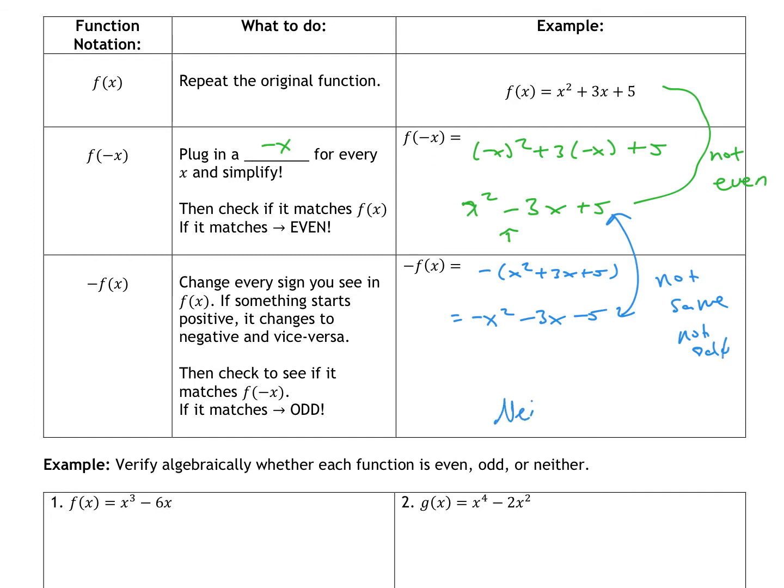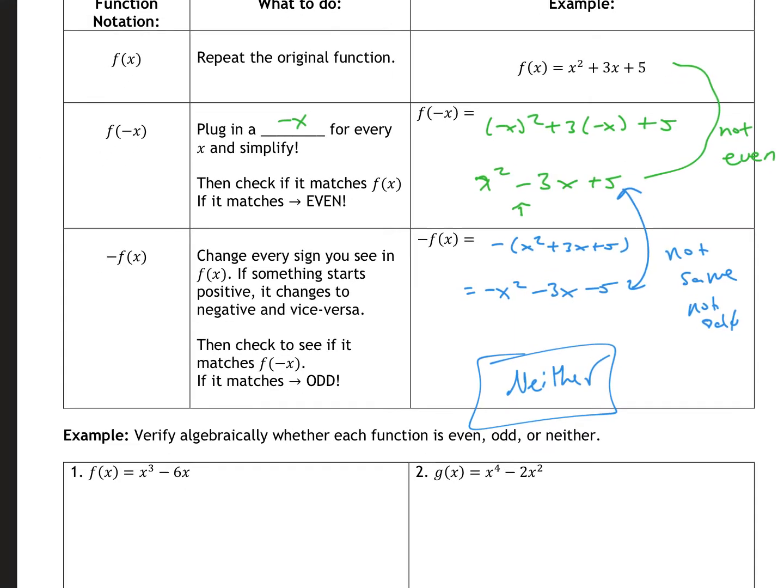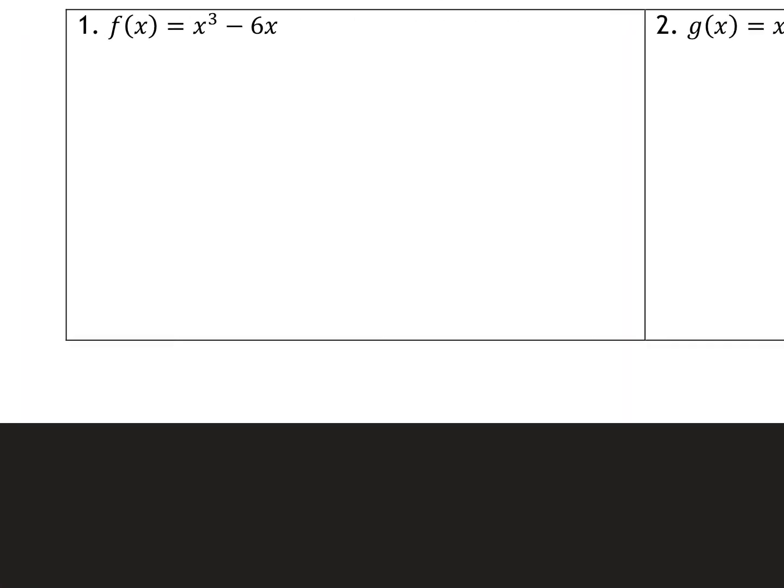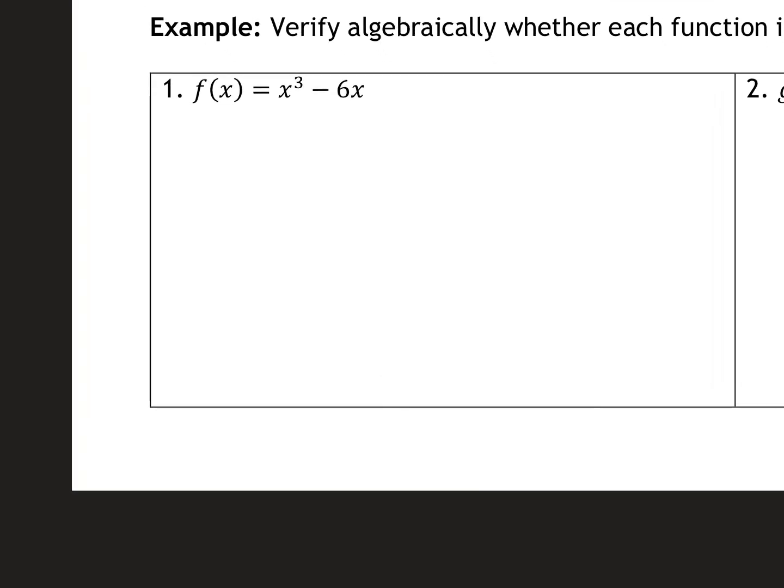So this one is a neither function. And that's how we're going to check it algebraically. So let's take a look at a couple here. I want to see if this is even, odd, or neither. So first, let's check f of negative x. So f of negative x is equal to negative x cubed minus 6x. Well, 6 times negative x here. So cubes don't change it, so I got negative x cubed, and that becomes a plus 6x. So since that does not match that, it is not even.